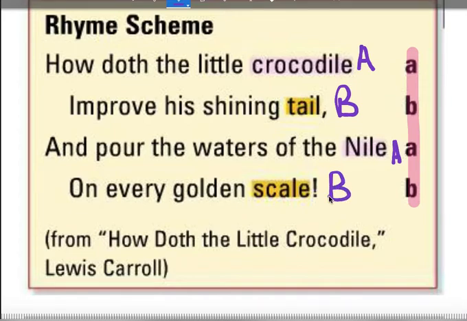If this poem continued and the next line had a brand new rhyme that didn't appear, it doesn't rhyme with crocodile or Nile or tail or scale, then we would call that line C. And you continue like this throughout the poem. So all of the lines that have the same rhyme at the end are considered one same letter, and you would reference this as saying this poem has a rhyme scheme of AB, AB.